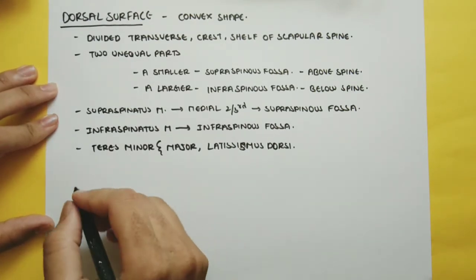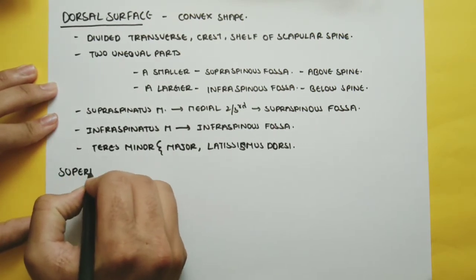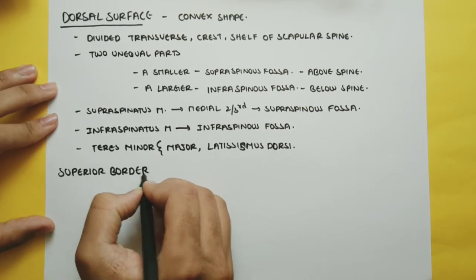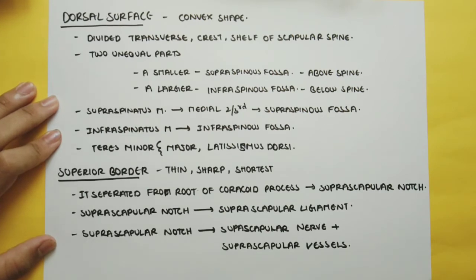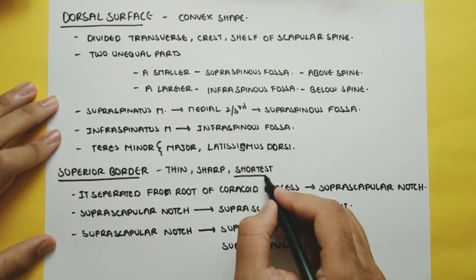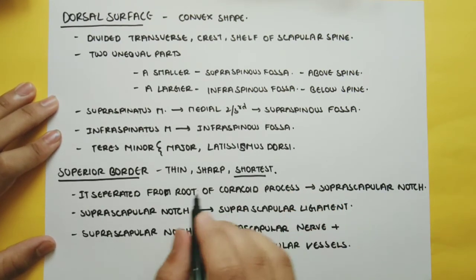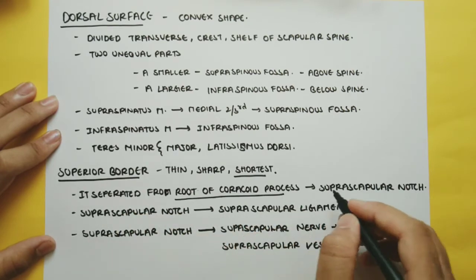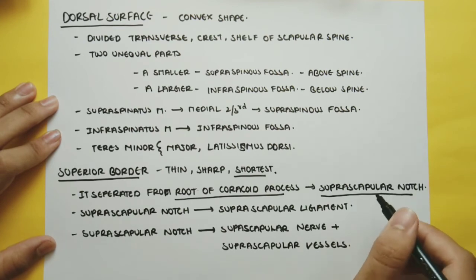Now let us talk about borders. First we talk about the superior border. The superior border is thin, sharp, and the shortest of all the borders. The superior border is separated from the root of the coracoid process by the suprascapular notch.